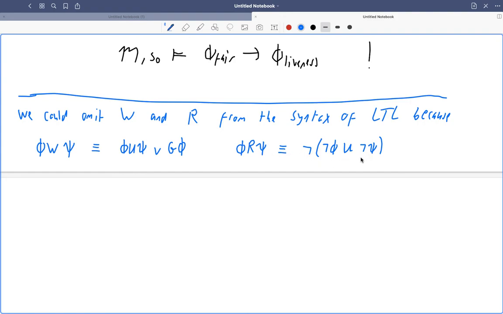I just want to make one remark about it: release is defined using a negation on the outside and negations on the inside. So you can see it's a kind of De Morgan dual. This is like a De Morgan's law for release with respect to the until operator. So release is like a dual of the until operator. So I'm going to say, exercise to understand this.